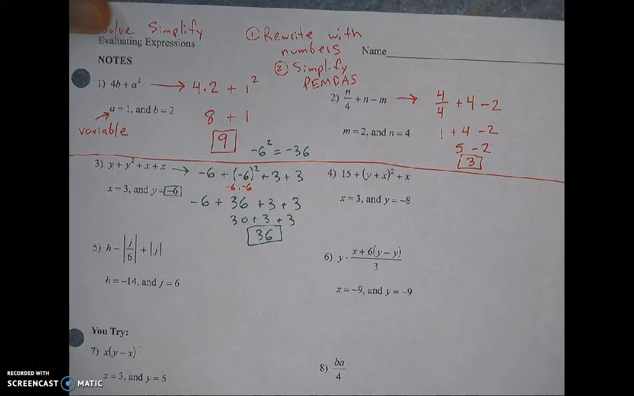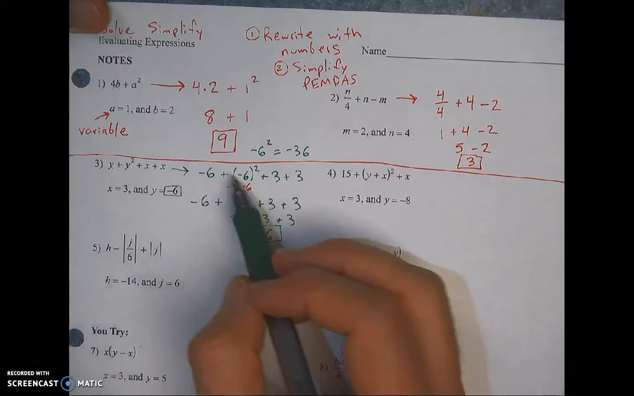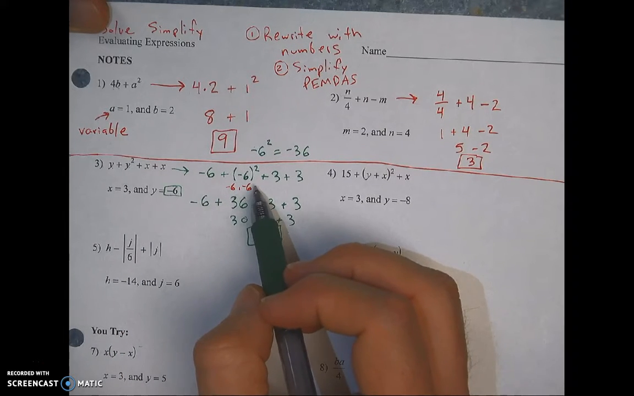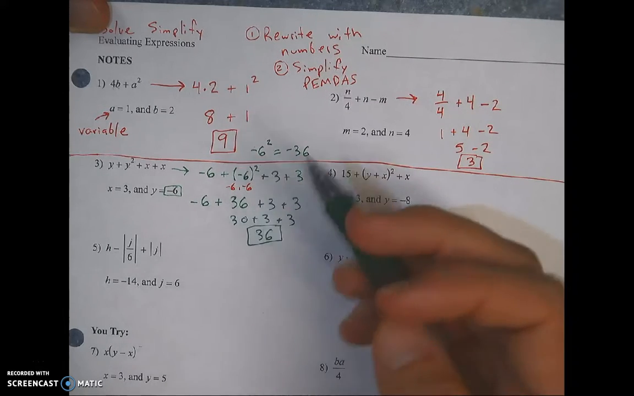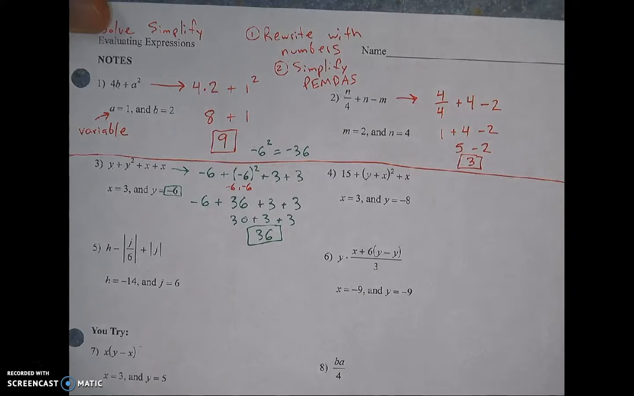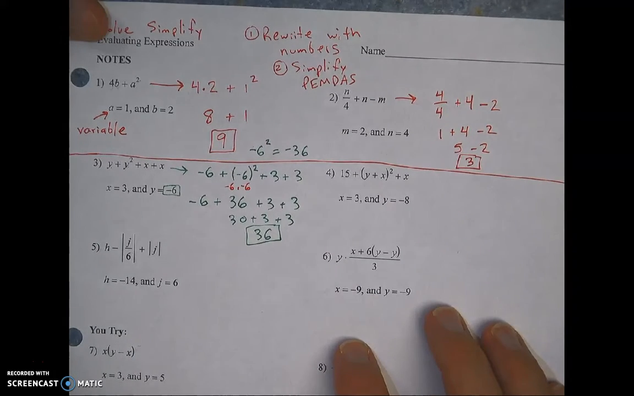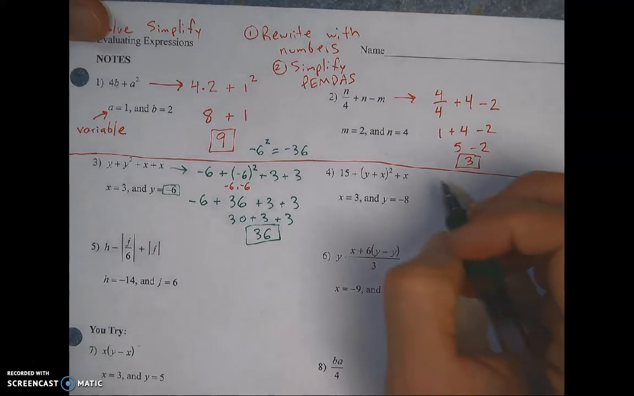Okay, so that's really important. When you plug in a negative and it's being squared, you got to put it in parentheses. It's repeated multiplication of a negative number. So it's going to become positive unless you multiply it again, and then it'll be negative. So 14. Let's replace and then simplify.